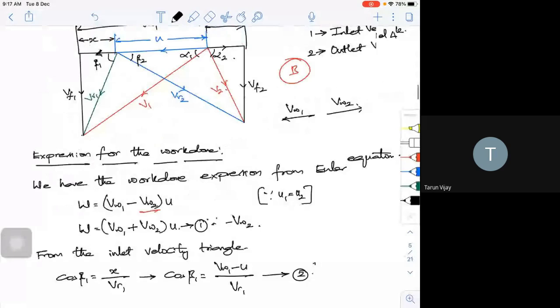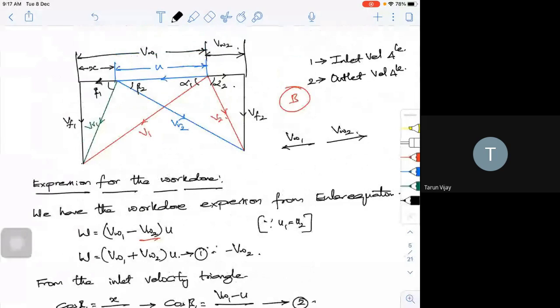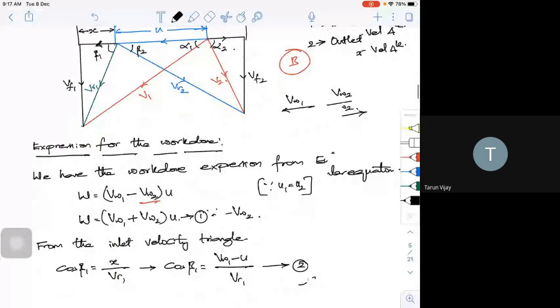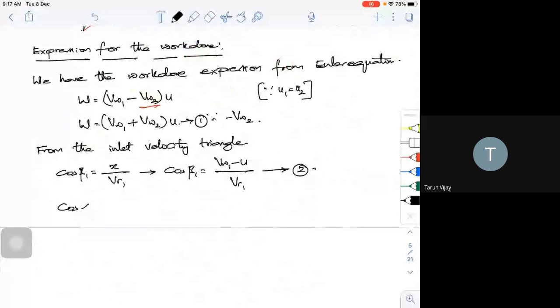Now I go back here. What is cos alpha 1? If I consider the same inlet triangle, cos alpha 1 is equal to VW1 divided by V1. So I can write VW1 is equal to V1 cos alpha 1.